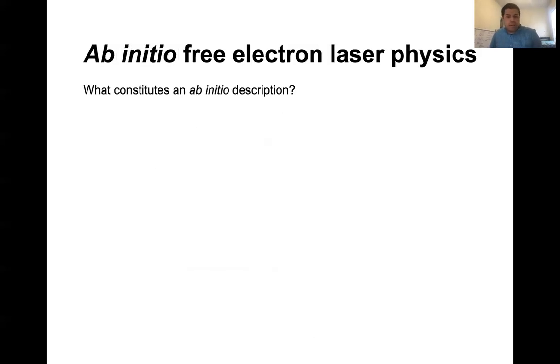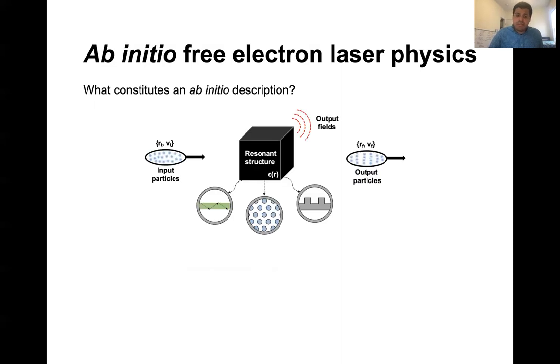Another important class of methods that I just want to touch on briefly are so-called ab initio methods. And the idea behind ab initio methods is that you tell me the input particles, and you also tell me the permittivity profile of the resonant structure, and I'll tell you everything about the final state: the full phase space distribution in position and velocity space of the different electrons, and the output fields. And for the beam densities and beam parameters usually used in optical free electron lasers, it is actually possible to track every single electron. So it is a feasible approach.